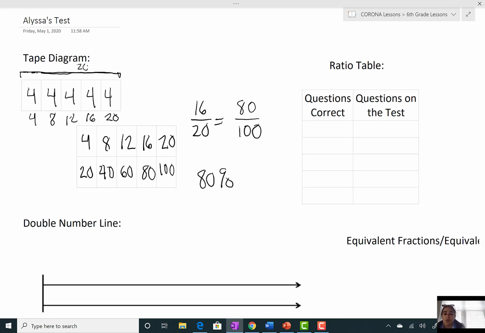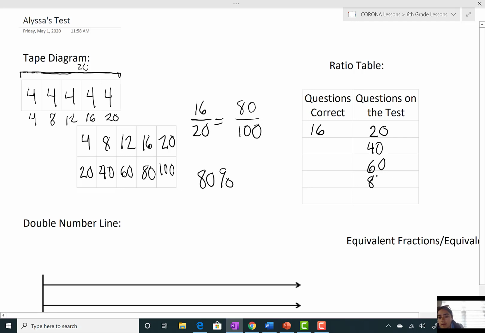So Alyssa got 16 questions correct out of a test of 20. I'm going to just count up until I get to 100 on this side. So I'm counting by 20s. I'm making an equivalent ratio table. 20, 40, 60, 80, 100. Now, I can count by 16s, right?